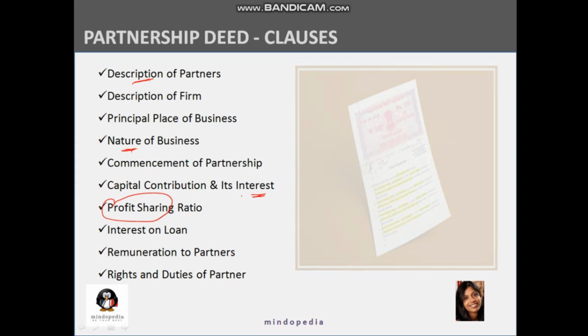The next one is interest on loan. Suppose Joy gave 50,000 as a loan to the business. Then Joy would expect something in return, because if the business had taken the money from a bank, then the bank would have charged something in return. So Joy would say, okay, our business does not have money, that is okay, but I'll lend certain money, but on that amount I should get something, and that is interest on loan.